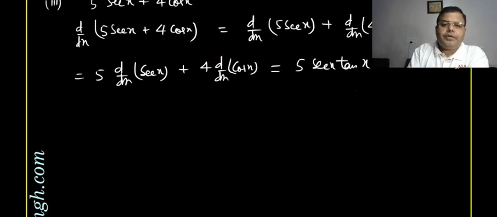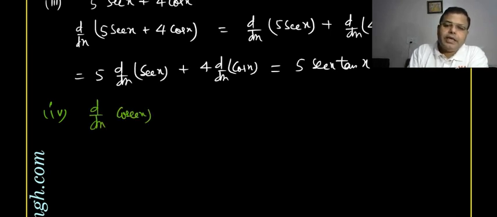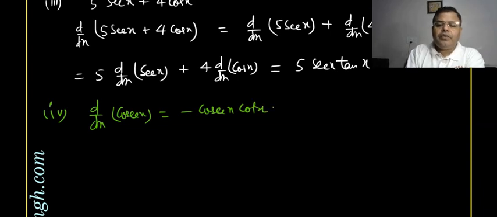Now the fourth part of the question, I am going to take cosec x. So d by dx of cosec x, the derivative of cosec x you know is minus cosec x cot x. This is just a formula. Or you can do it by taking the quotient rule and converting cosec x as 1 by sin x. But there is no need.